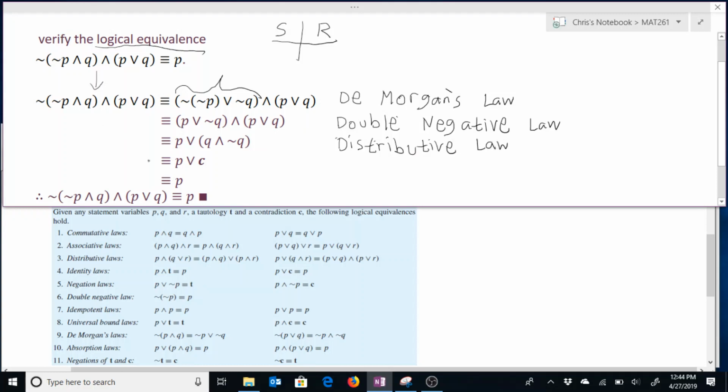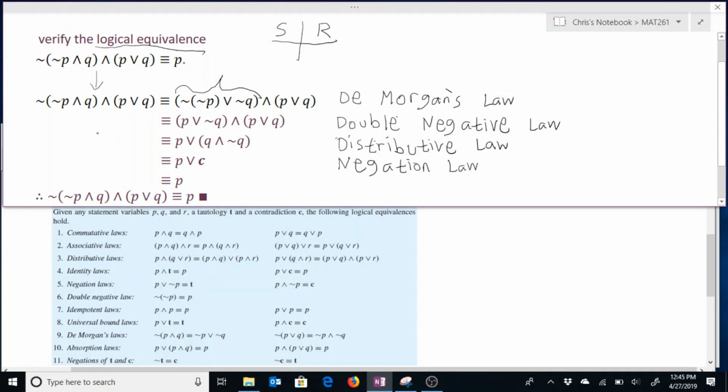Then underneath that, we change that Q and not Q to this C indicating a contradiction, and that comes from one of the negation laws. So that being down over here. Well, sorry, not that one. The one over here. With P and not P being logically equivalent to a contradiction, which is exactly what was done here. So this is the negation law.